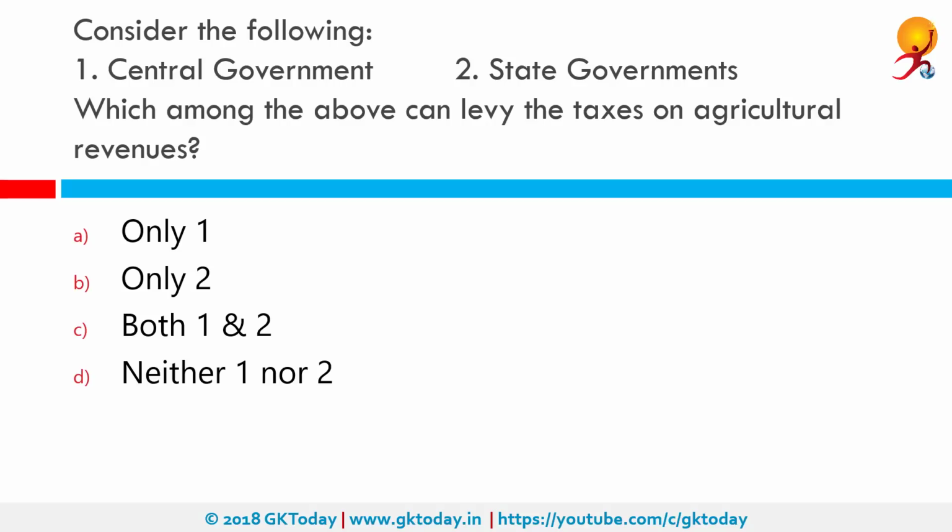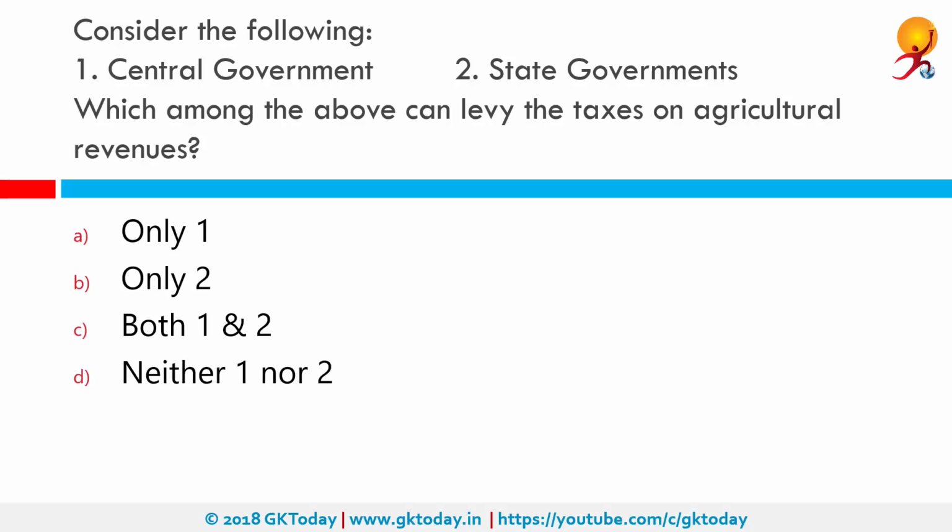Consider the following: 1. Central government, 2. State government. Which among the above can levy taxes on agricultural revenues? By default, agricultural income is exempted from taxation and not included under total income. The central government can't impose or levy tax on agricultural income. The exemption clause is mentioned under Section 10(1) of the Income Tax Act of 1961. However, the state government can charge agricultural tax.